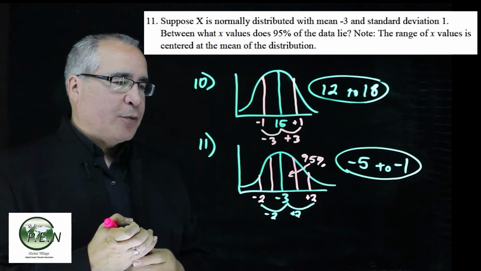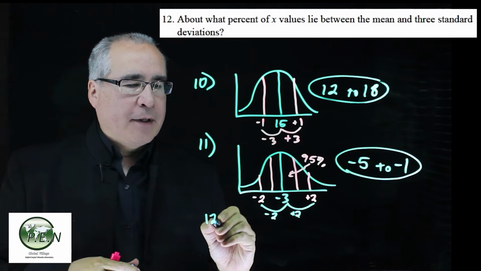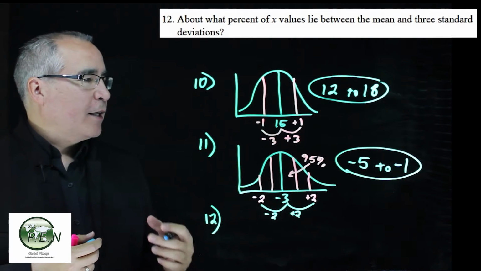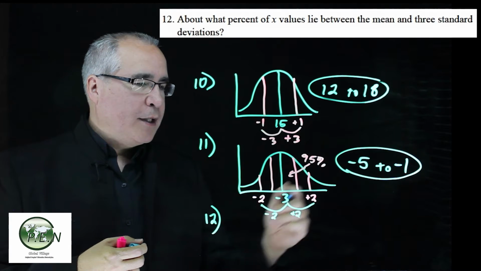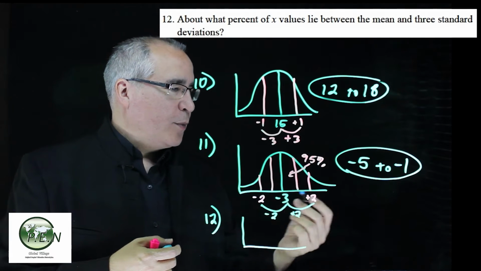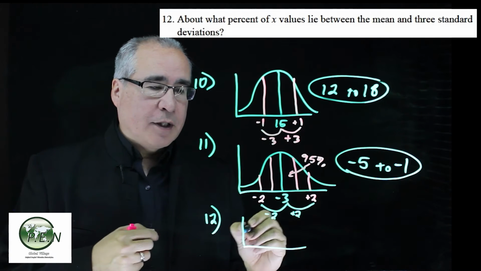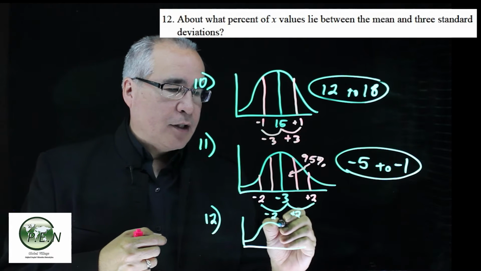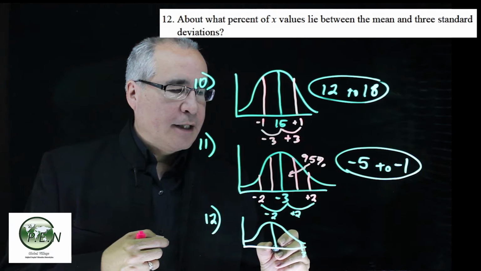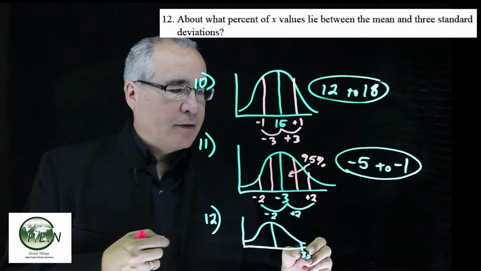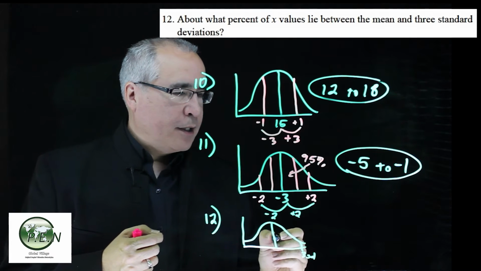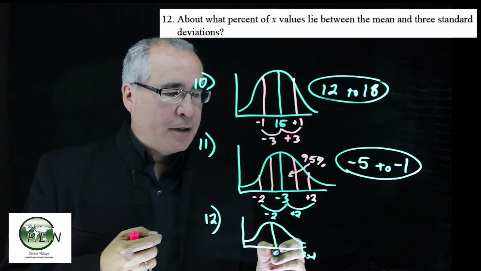And finally, for 12, we have a similar type deal, but it wants the x values that lie between the mean and 3 standard deviations. This is just 3 standard deviations above. It's not going to the left or right, just to the right. So we go here all the way to 3 standard deviations. The mean, they don't tell us what it is, but it's right here in the middle. We'll call it 0.